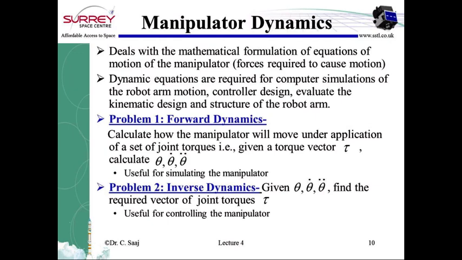On the other hand, in inverse dynamics, we are given, or we know, the different joint values, that is the joint angles, the corresponding velocities and accelerations. And we are required to find the different joint torques that will result in such values for the different joint angles and their velocities. And inverse dynamics is what we use for controlling a robotic arm in real time.